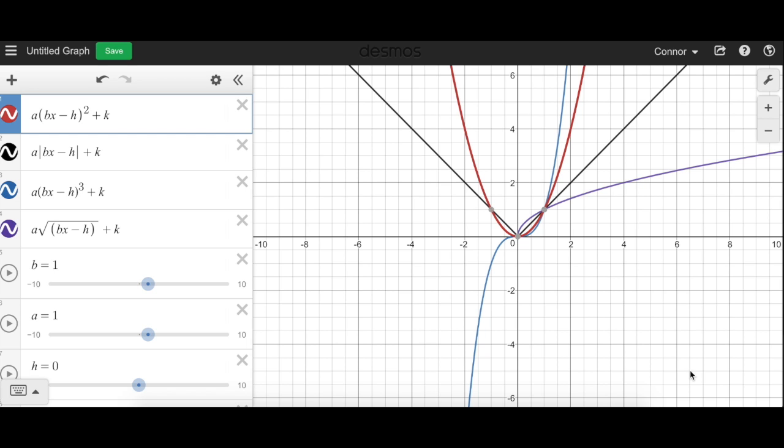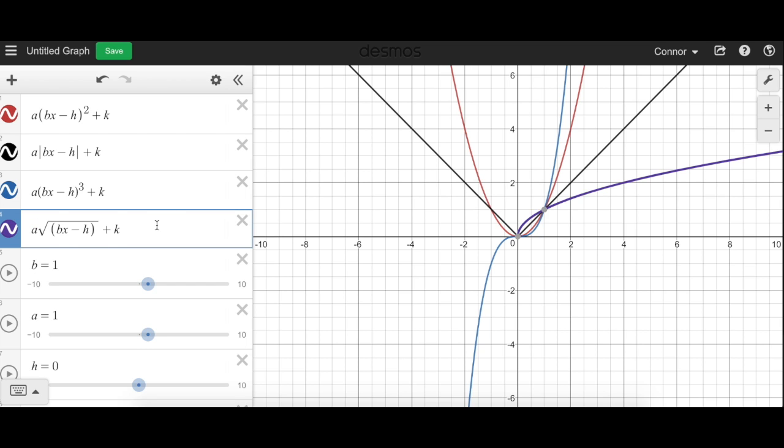Hey there, guys. So I'm going to talk about the four main parent functions today. The four big parent functions are y equals x squared, which is the quadratic function, y equals the absolute value of x, which is the absolute value function, y equals x to the power of 3, which is the cubic function, and y equals the square root of x, which is the square root function.